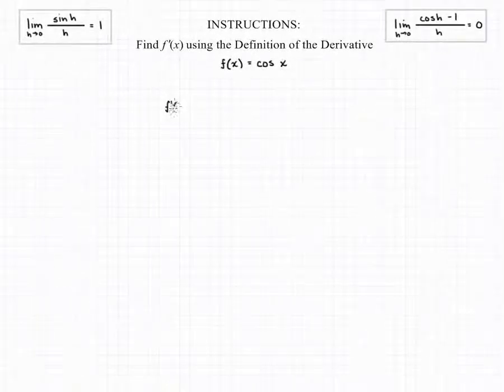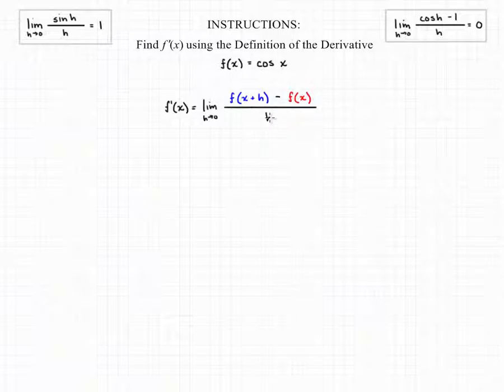To find the derivative of cosine, we're going to begin by writing out the definition of the derivative. So we have the limit as h approaches 0 of f of x plus h minus f of x all over h. These two parts of our formula are what we're looking for.